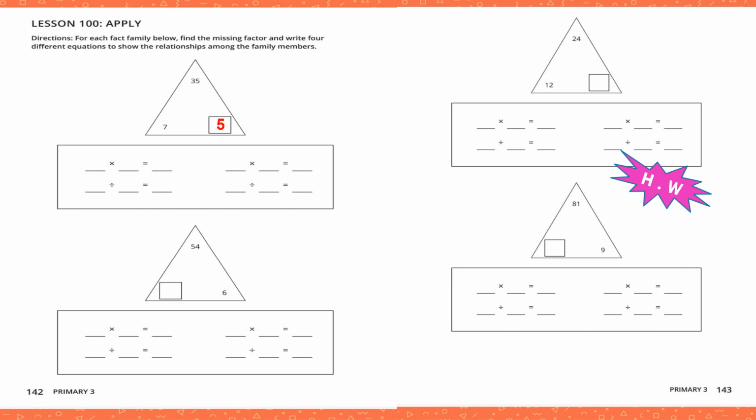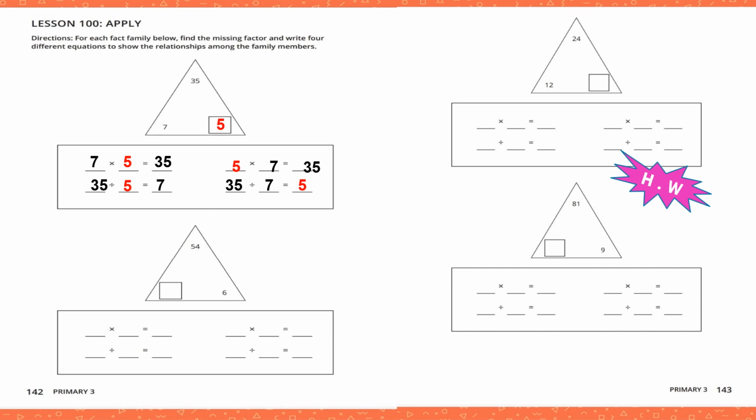Let's write them. First, 7 times 5 equals 35, or 5 times 7 equals 35. The division equation, we write the whole, the total. 35 divided by 5 equals 7, or 35 divided by 7 equals 5.